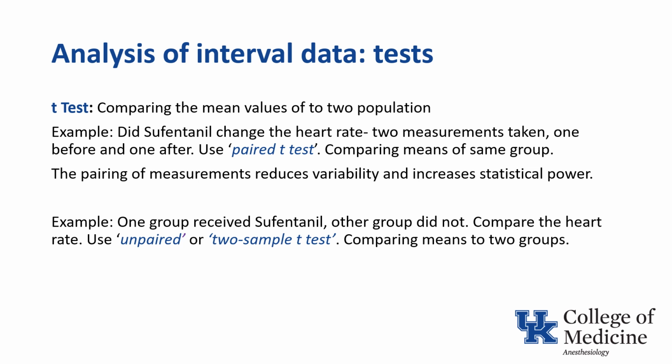The other t-test is the unpaired or 2-sample t-test. Let's take a different example where one group received sufentanil, another group received a control medication, which was not sufentanil. And now you want to compare the heart rate between these 2 groups. Now these 2 groups are different set of groups. It's not the same individual themselves. So in this instance, you use unpaired or 2-sample t-test to compare the means of these 2 groups.